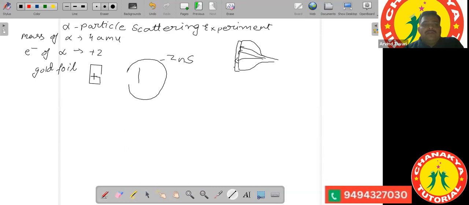So here was the source of the alpha particle. From the source of the alpha particle, the scattering was done through the gold foil and then it was removed. So what were the observations of the alpha particle scattering experiment?